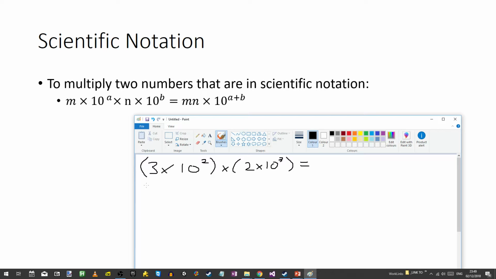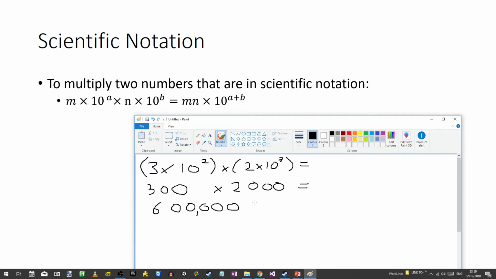Now we could work that out by hand. So 3 times 10 to this 2. 10 squared is 100. So 3 times 100 times 2 times 10 cubed. 10 cubed is 1,000, so that's 2,000. What's 300 times 2,000? Well, it's 6 and 1, 2, 3, 4, 5 zeros. And we can put a comma in there, we get 600,000.